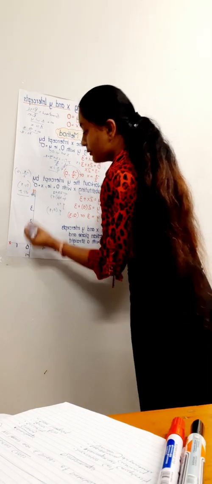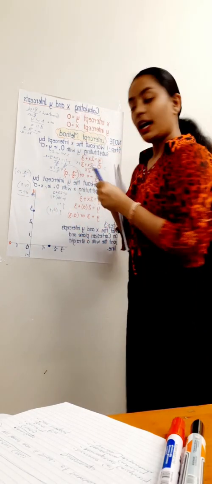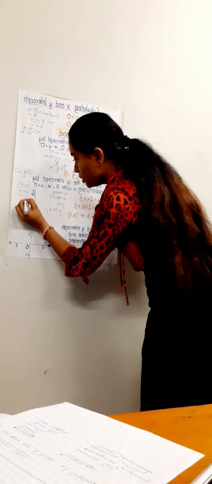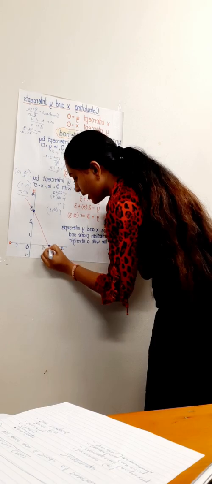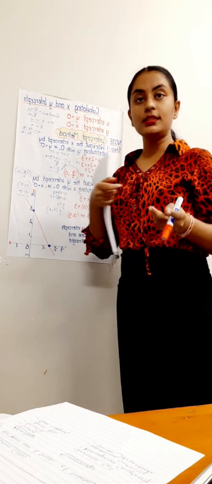0, 3, which is your y-intercept, goes over here, right? Now you have to make a straight line to connect the points. So your line will go like this. So this is your graph for this equation. Do you understand this? Yes.